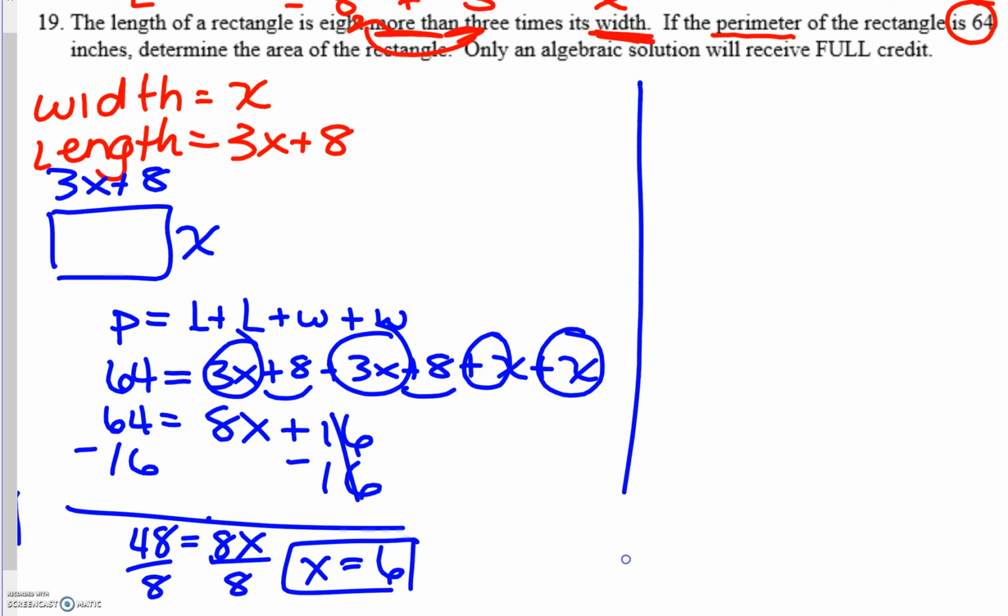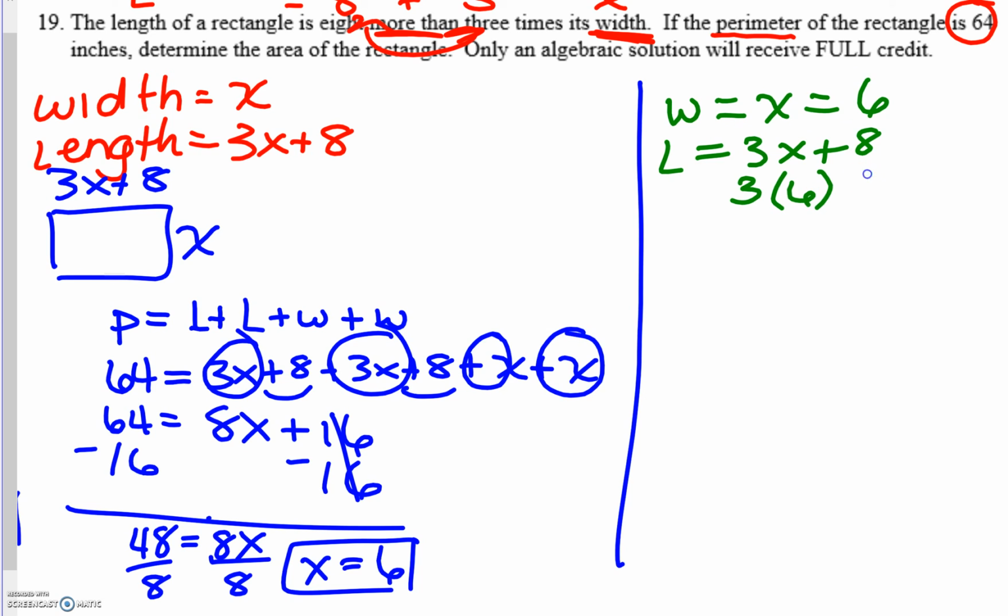So now we're going to plug in. The width we said is x, which is 6. And the length is 3x plus 8. So 3 times 6 plus 8. From here, we get 18 plus 8, which is 26.